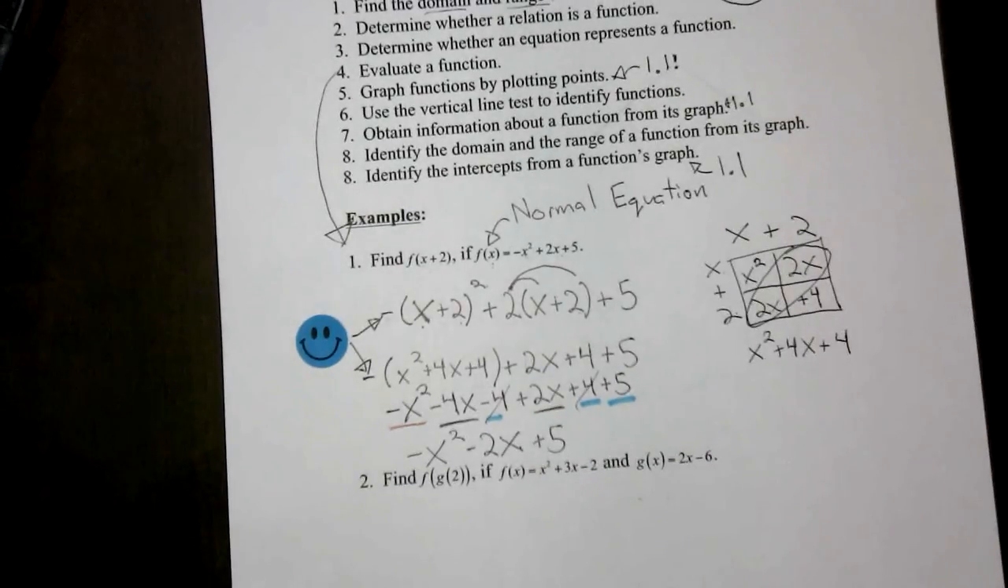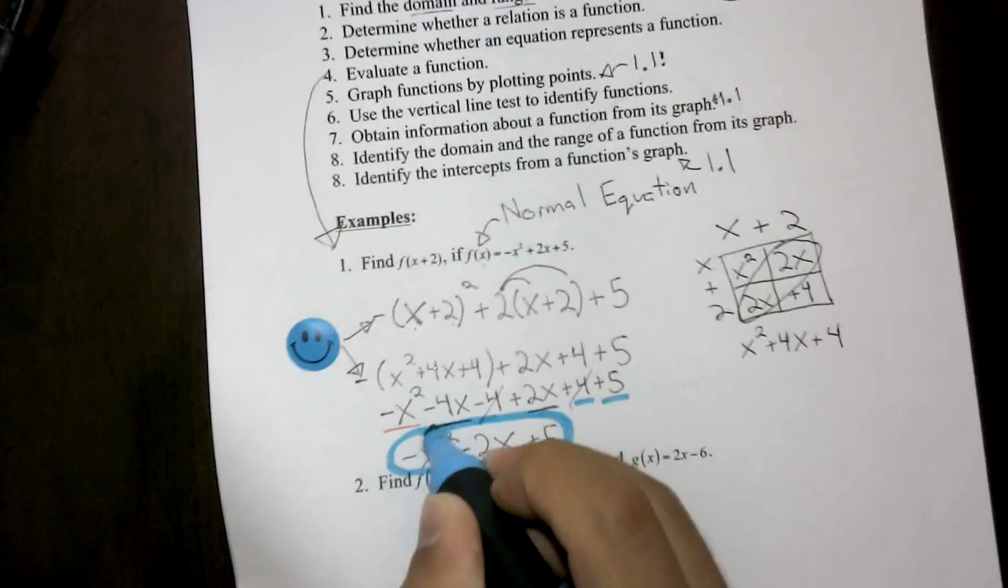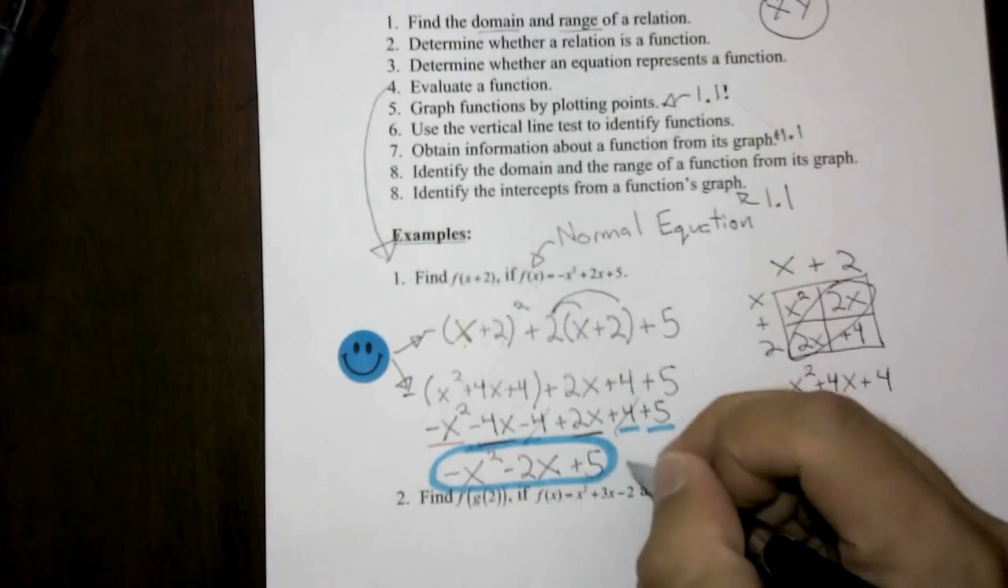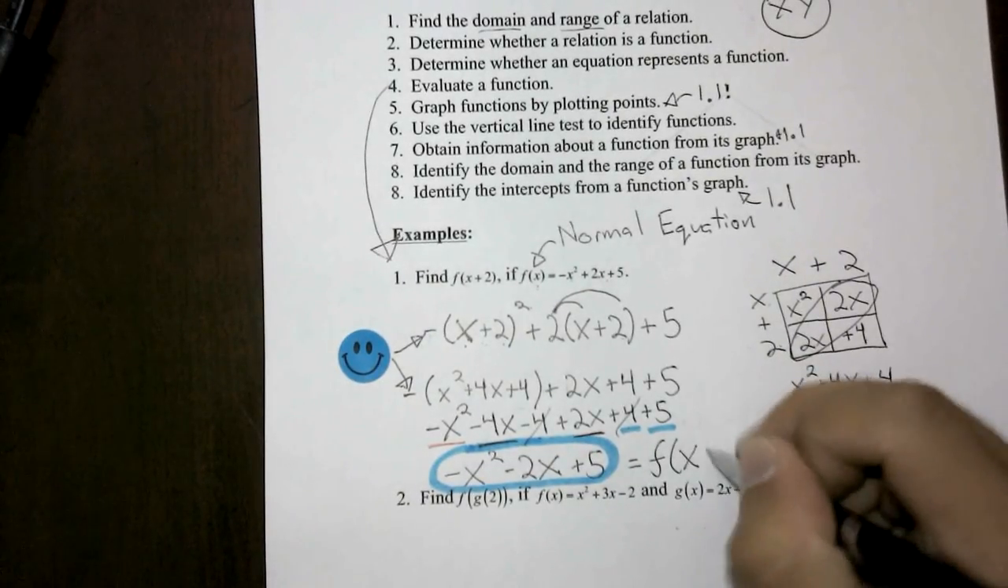There are no other terms we can combine, so this means that we're done. Leaving us this final answer here of negative x squared minus 2x plus 5. And this is equal to f of x plus 2.